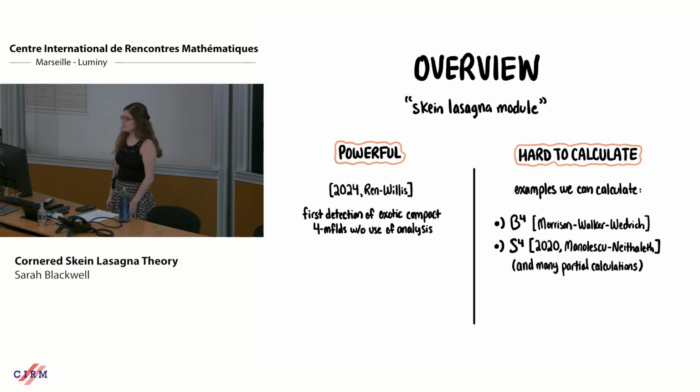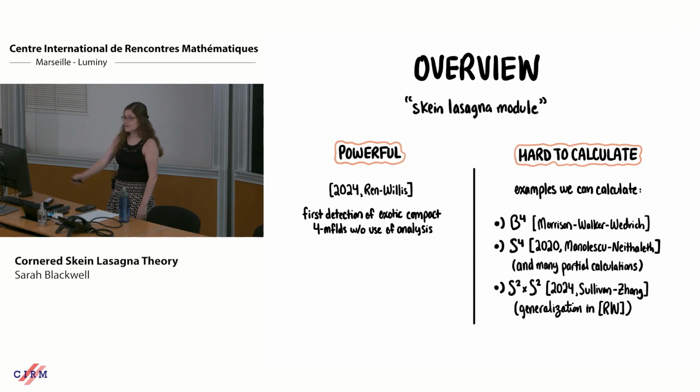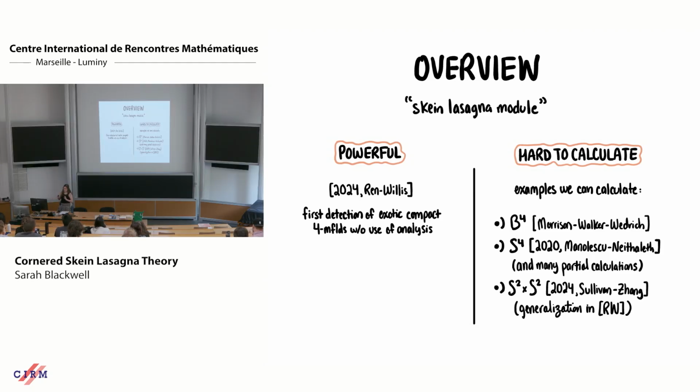And this is kind of one of the only ways we have to calculate stuff, the methods they developed here. And we can do S2 cross S2. So in 2024, Sullivan and Zhang came out with a paper that did that. And then in Ren-Willis, the same paper I mentioned on the other half of the screen, they have a generalization of that, which I'm not fully stating, but this result falls out of it, and it's like sum, not traces.